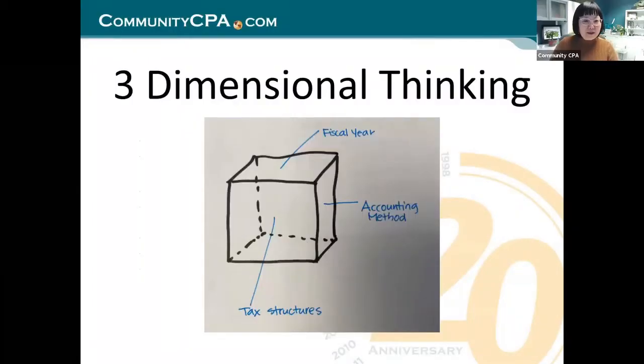Now, let's go back to my pretty drawing again. So we covered fiscal year, right? So now let's talk about accounting method. Accounting method.